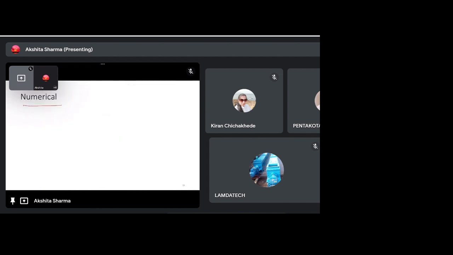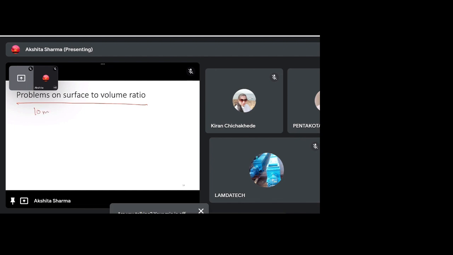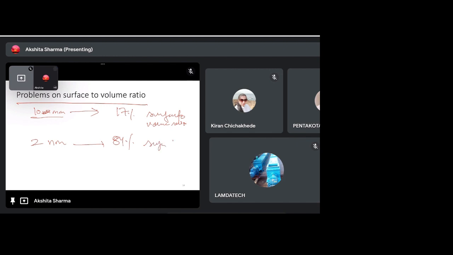Numericals. Okay. Problems on surface to volume ratio. The nanomaterial works differently because the surface to volume ratio is very high. Sometimes we have a nanomaterial of 10 nanometer, which has a dimension of 10 nanometer, and it gives 70% surface to volume ratio. And we have a material of size 2 nanometer, and it has 84% surface to volume ratio.